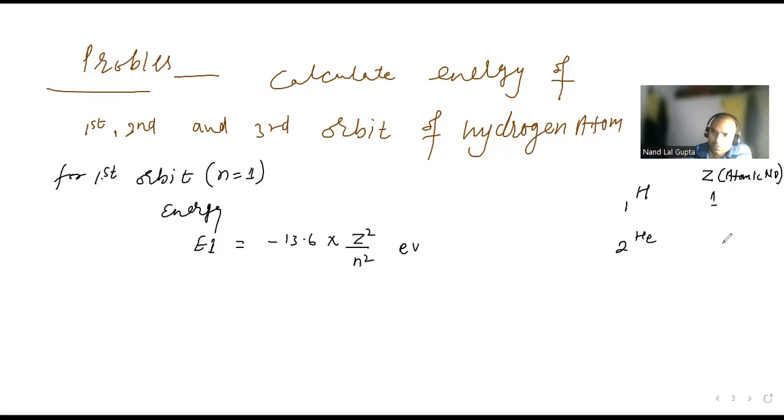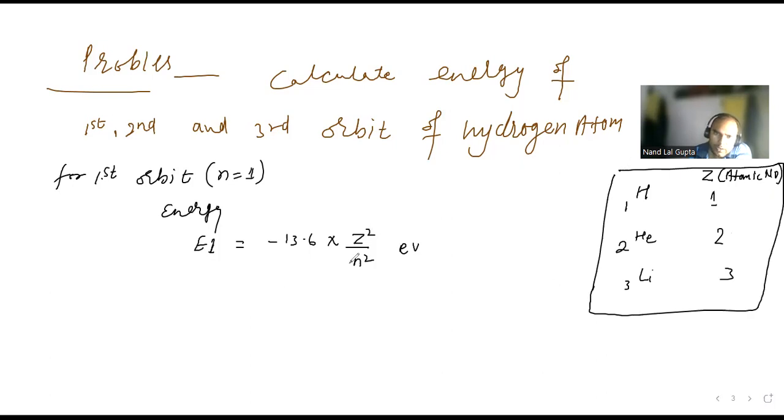For helium 2. For lithium it is 3. Okay. So we are placing the value. So here it will be minus 13.6, Z value 1 square upon N, first orbit, 1 square, electron volt. So simply it is minus 13.6 electron volt.